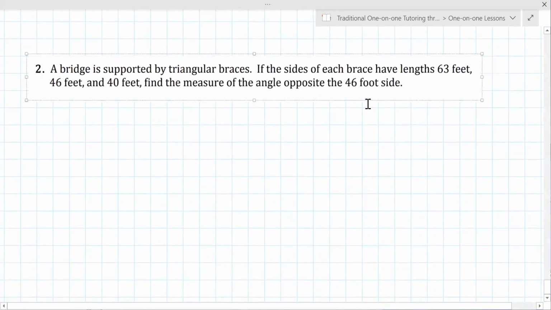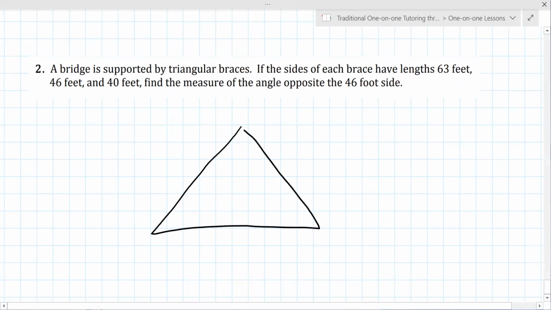Okay, a bridge is supported by triangular braces. If the sides of each brace have lengths 63, 46, and 40. So this one, we don't really know what it is. There's a lot of different bridge designs, but they're telling you the lengths. One's 63, one's 46, and one's 40. And they want the measure of the angle opposite the 46. So I'll call it big C. Whenever you're given side, side, side, all 3 sides, that is also a law of cosines.